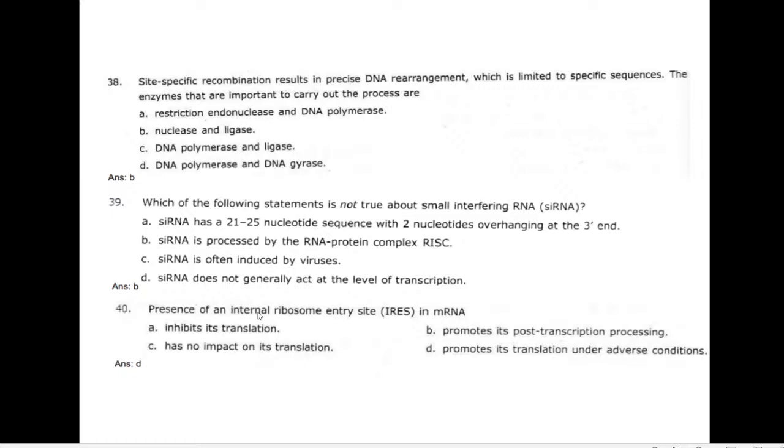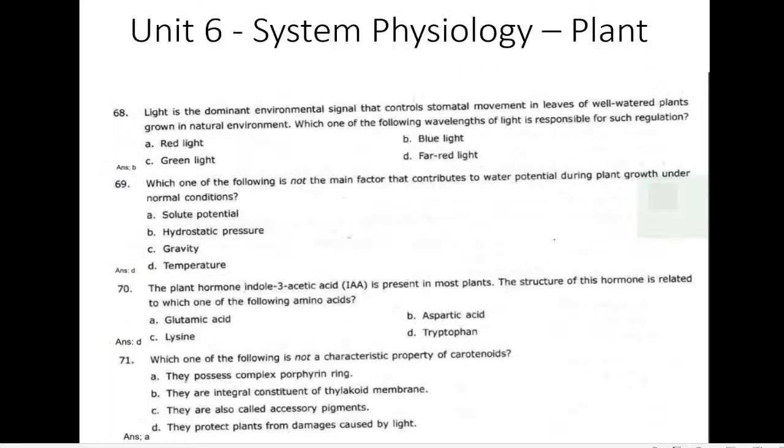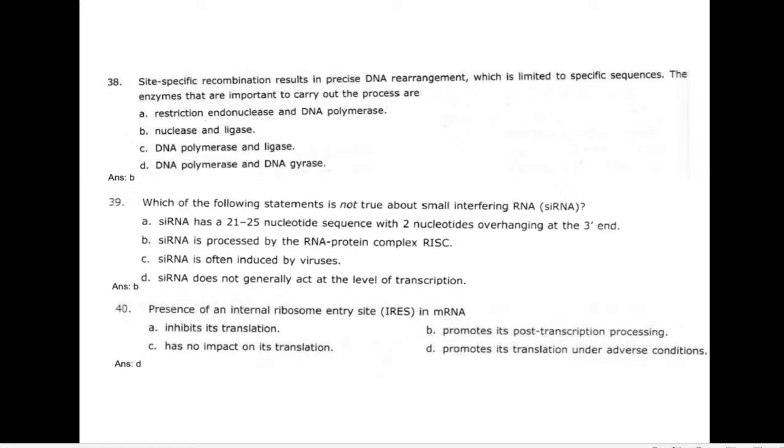Presence of an internal ribosome entry site, and it's a research based question. The presence of an internal ribosome entry site, the IRES, in mRNA promotes translation under adverse conditions. Normal is a normal condition, and this is an adverse condition. During this adverse condition, the presence of the internal ribosome entry site helps the RNA to promote its translation. Okay, these are some concepts about our CSIR, that unit three.